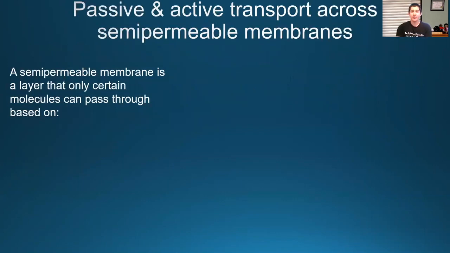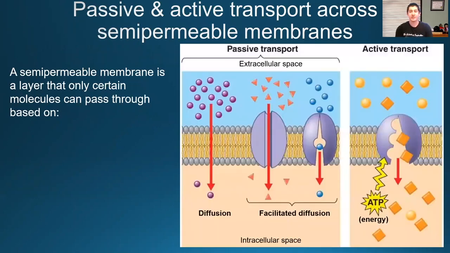So a semi-permeable membrane is a layer that allows only certain molecules to pass through based on several characteristics, which I'll talk about in just a second. So here in this picture, we can see that there are two types of transport. There's passive, which includes diffusion and facilitated diffusion, which is a little bit different. And then there's active transport. Active transport actually requires energy, whereas passive transport happens naturally without inputting any energy. And so in this example, this cell membrane is our semi-permeable membrane, only allowing certain molecules to flow in or out.